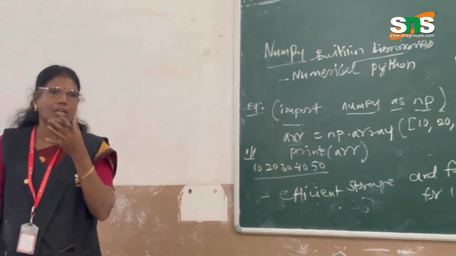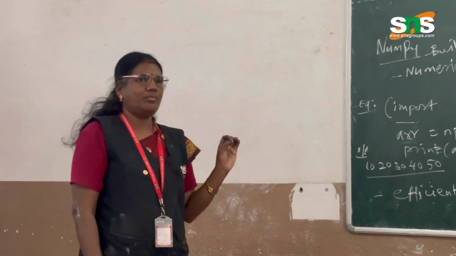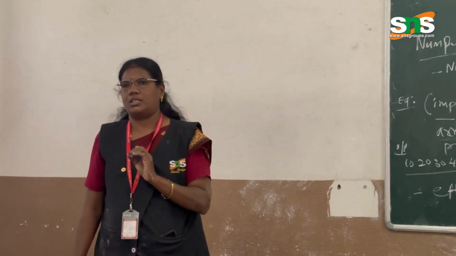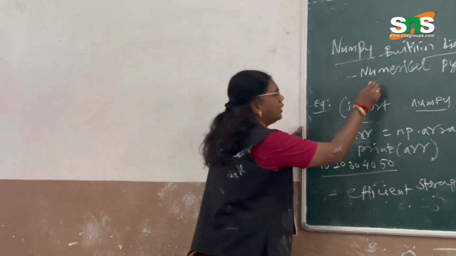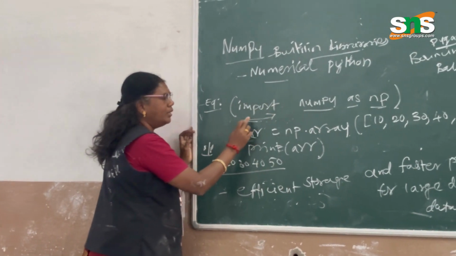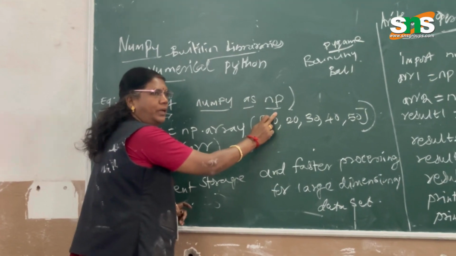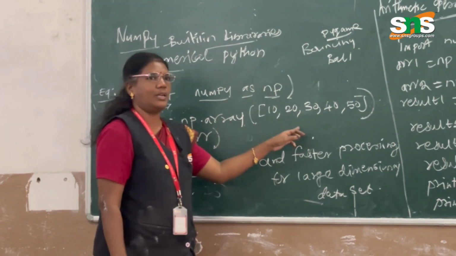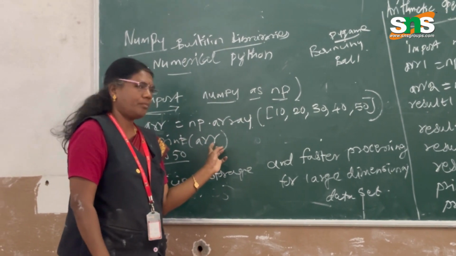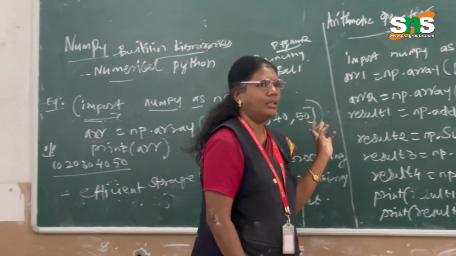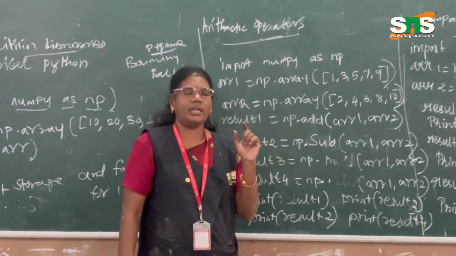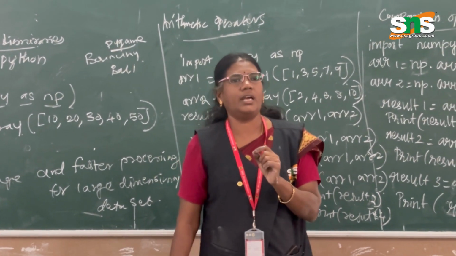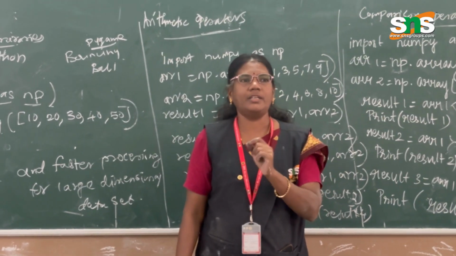So NumPy is numerical Python, which is used for efficient storage and faster processing of applications. In numerical Python, you have to write the import statement import numpy as np, and then array equal to np dot array of 5 elements, and then print the array. This is one simple example of a NumPy array. Array is a built-in method, and that method will be invoked by using the alias name np dot array.